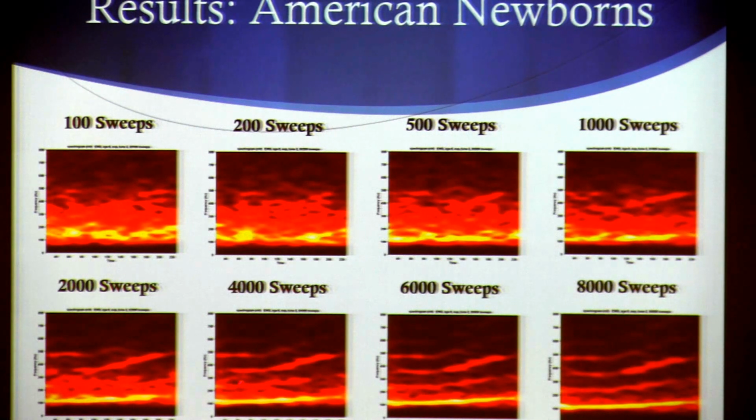Also, we start to see the presence of those harmonics come into play, even at around 2,000 sweeps. We can start to see the presence of those harmonics, which are the darker red color. Also, we can note that the contour of the response has that rising pitch contour, just like the stimulus does.